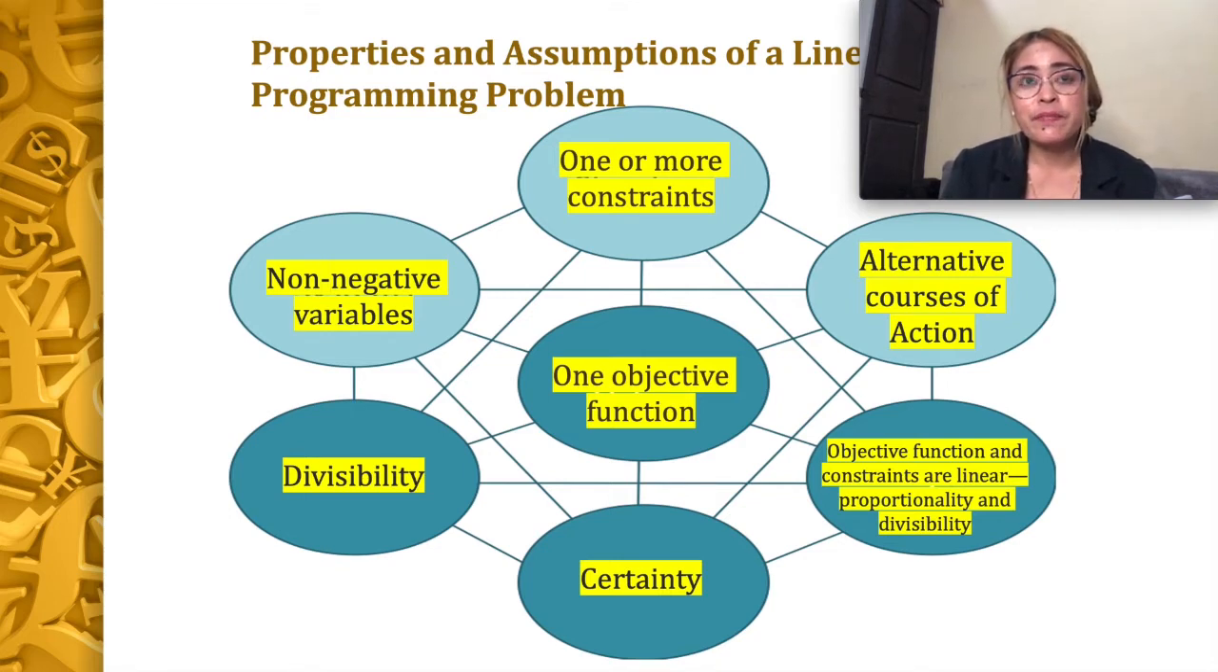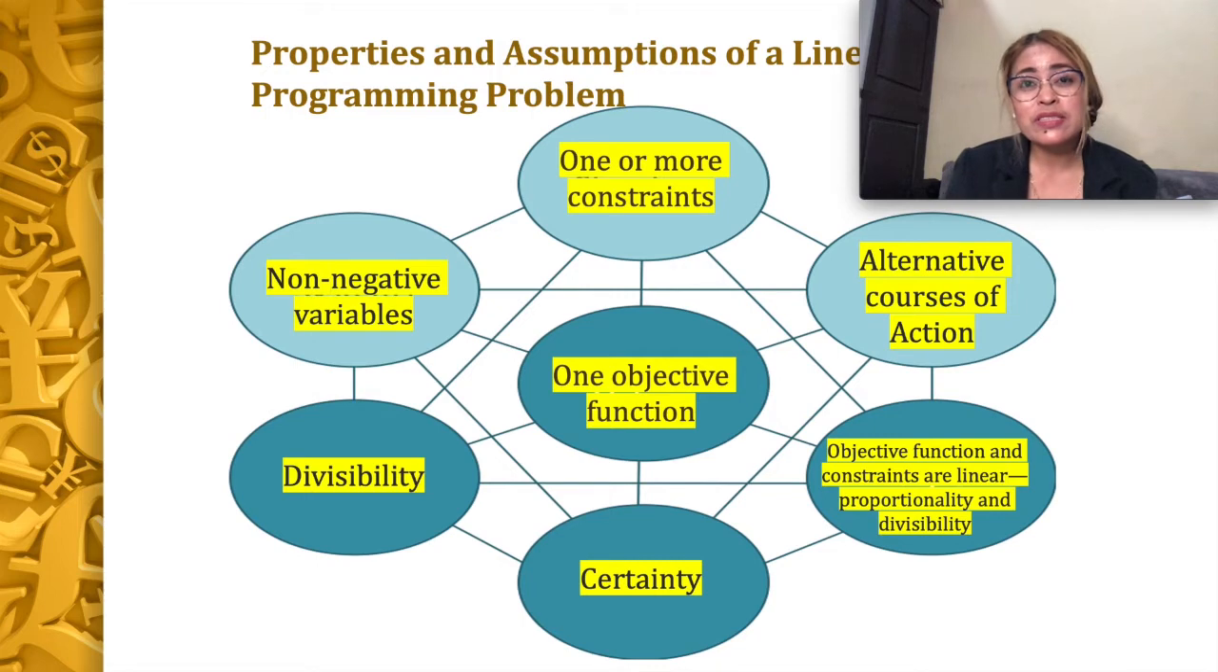In other words, an equation 2x plus 5y equals 10 is acceptable, while the equation 2x squared plus 5y cubed equals 10 is not a linear equation. Why? Because the variable x is squared and the y is cubed, and the variables appear to be the product of each other. Now, next assumption is certainty.